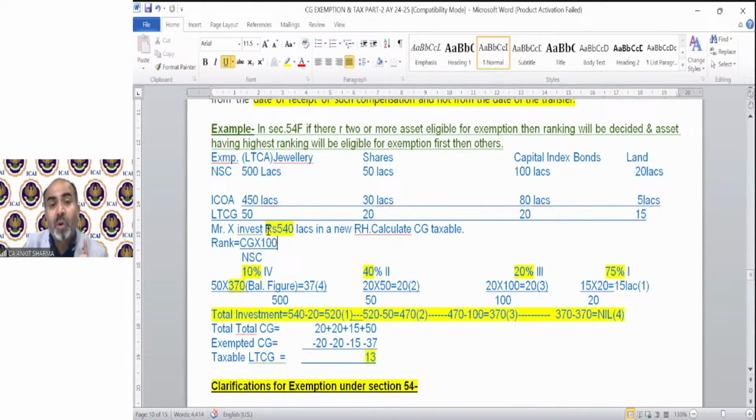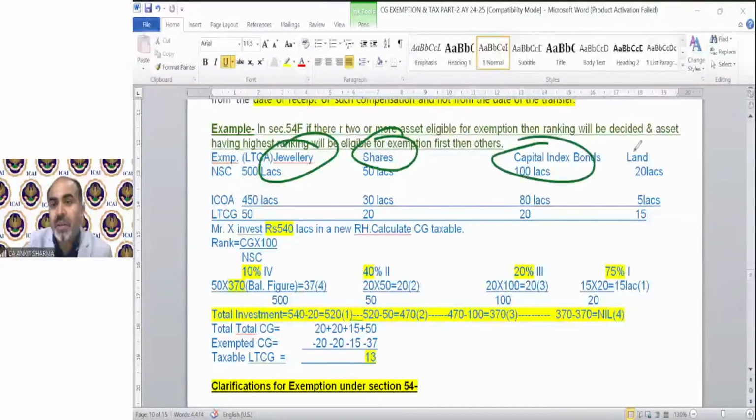But Mr. X invests 540 lakh in a new residential house. So it is less than 670. It will always be like this. So now all 4 assets are eligible for the purpose of exemption. They are all long-term capital assets other than a residential house: jewelry, shares, capital index bond, and land. So all will be eligible for the purpose of exemption.